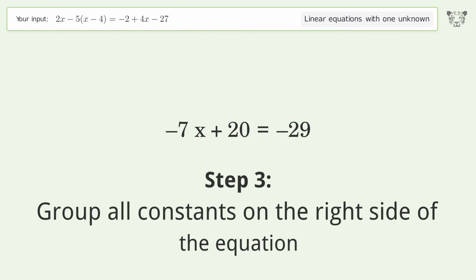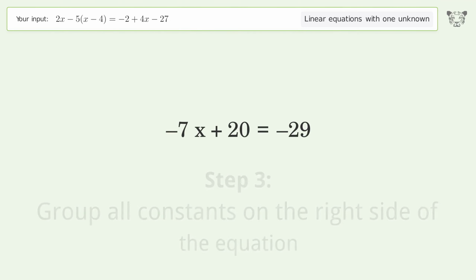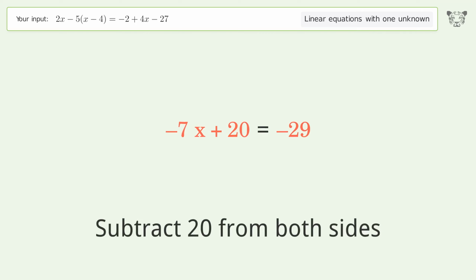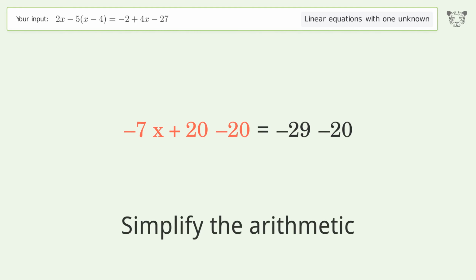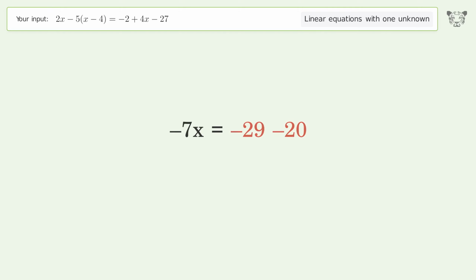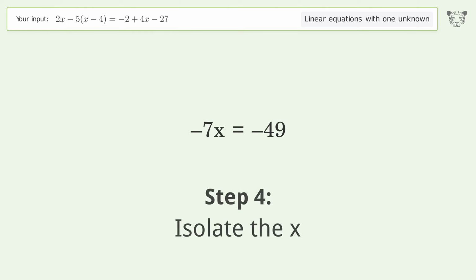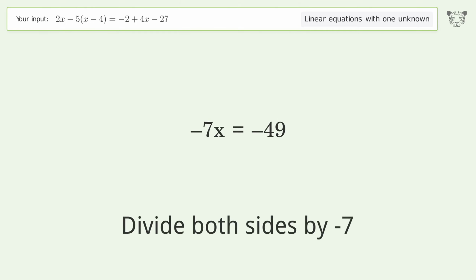Group all constants on the right side of the equation. Subtract 20 from both sides. Simplify the arithmetic. Isolate the x. Divide both sides by -7.